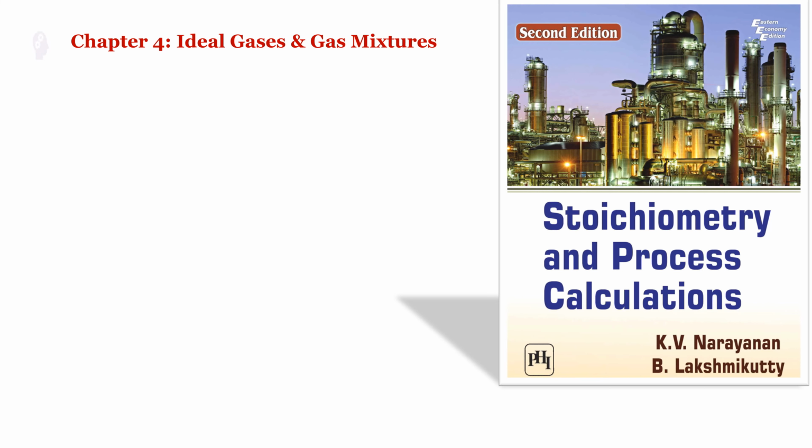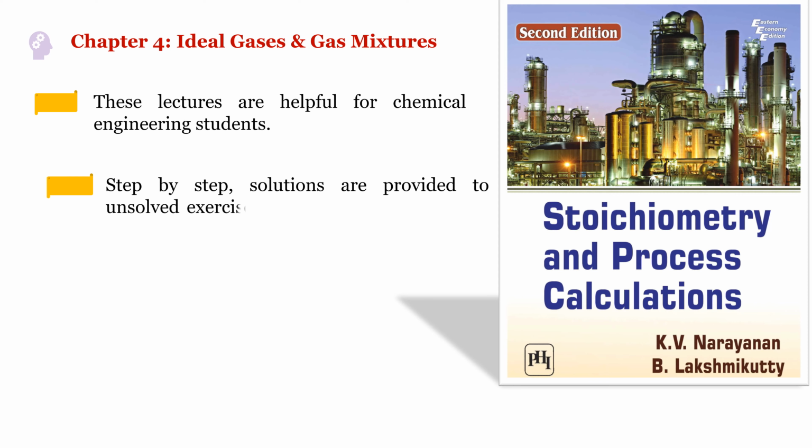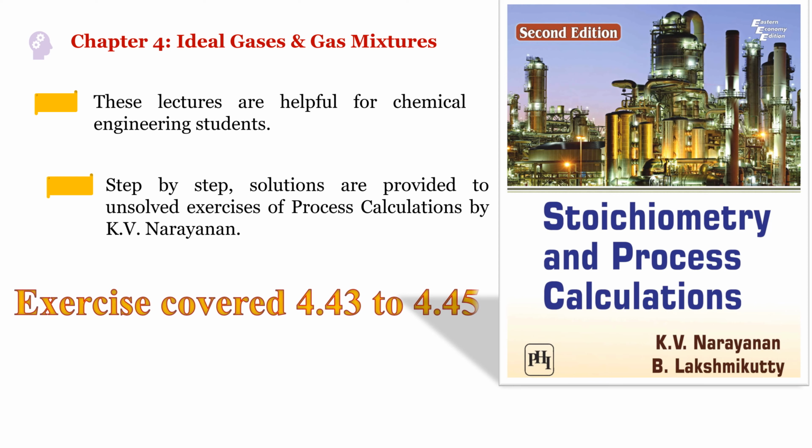In this lecture series, we will solve the unsolved problems of a famous book, Stoichiometry and Process Calculations by Kevin Arden. These lectures are helpful for chemical engineering students. During the lecture, a step-by-step solution will be provided. And in this lecture, exercise numbers 4.43 to 4.45 will be covered.